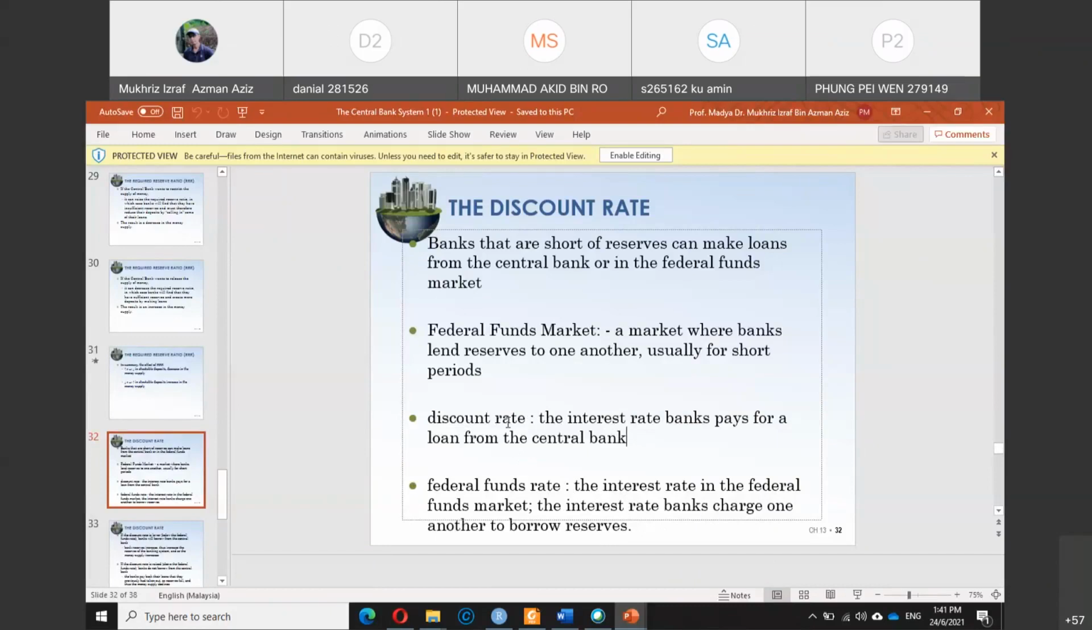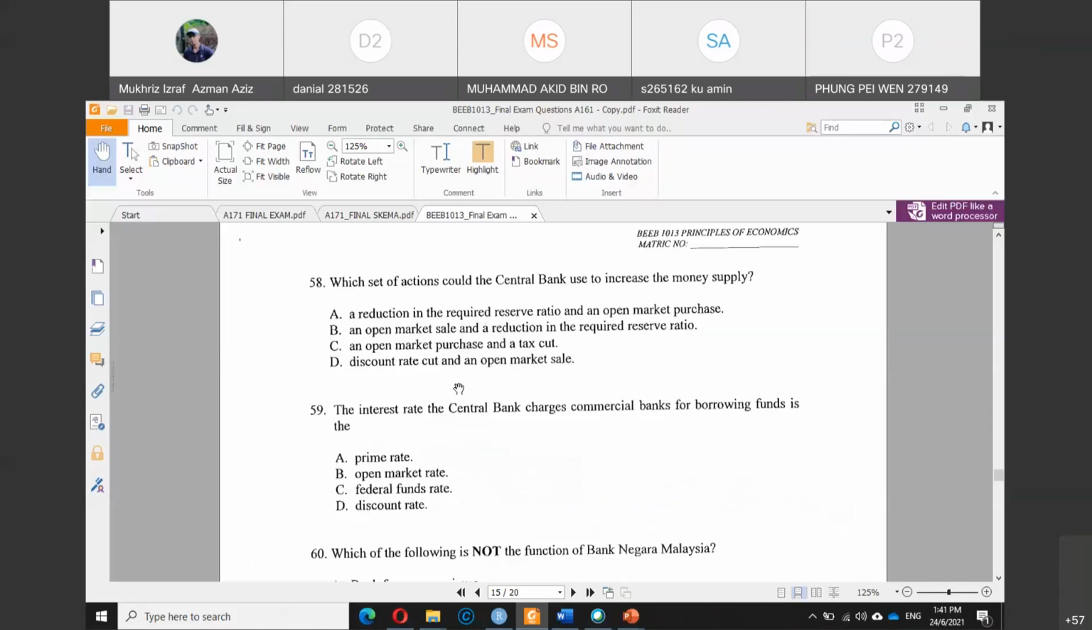The one that we are looking for is the discount rate, the interest rate charged by the central bank to the commercial bank. Federal funds rate is the interest rate between the banks. Open market rate is another thing, so you can Google it, or go back to your notes and see what open market rate is.